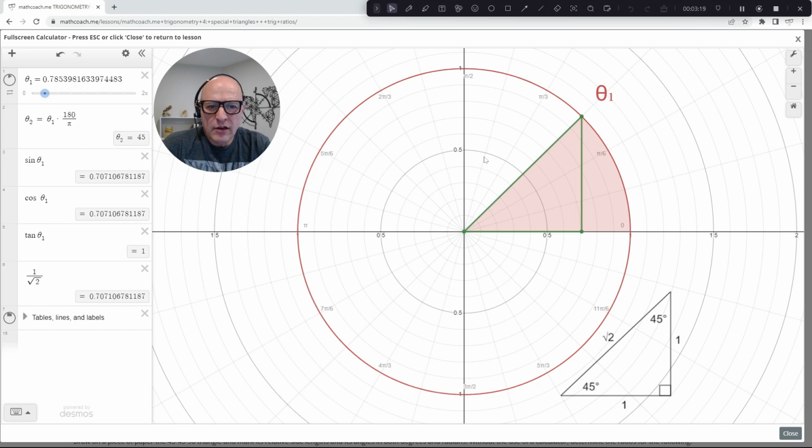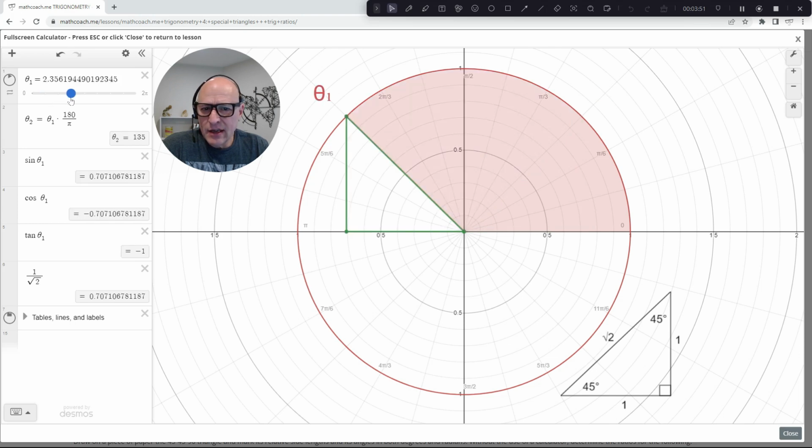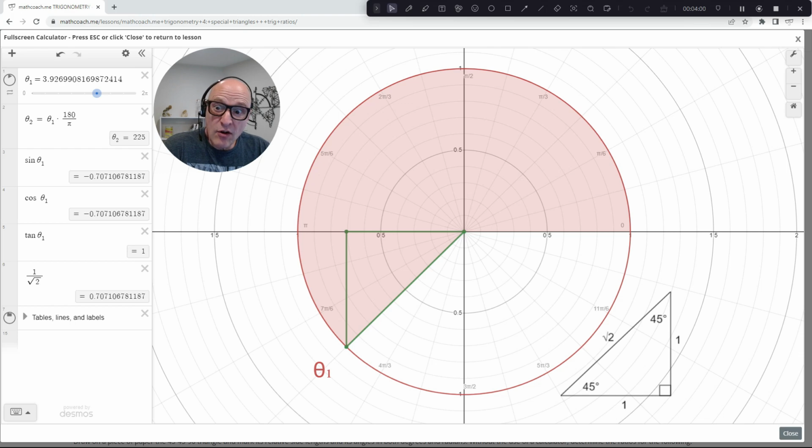This Desmos calculator is also set up to show radians. We've got pi over 6 and pi over 3. This is pi over 4, pi over 2, 3 pi over 4 when we're talking about our special triangle and our 45 degree angles. And I've got a conversion of that. So theta 1 is in radians, and theta 2 is multiplying theta 1 times 180 over pi to convert that into degrees. So when I start to move this around, start at 0, 45, 90, and then we have 135, 180, 225. So this is also one of our 45 angles.